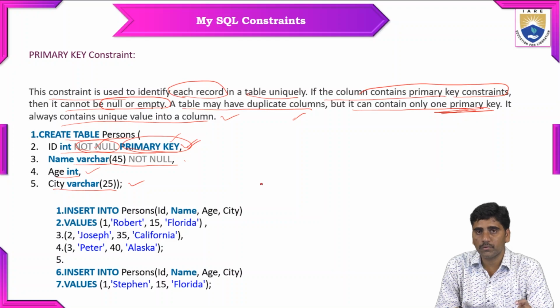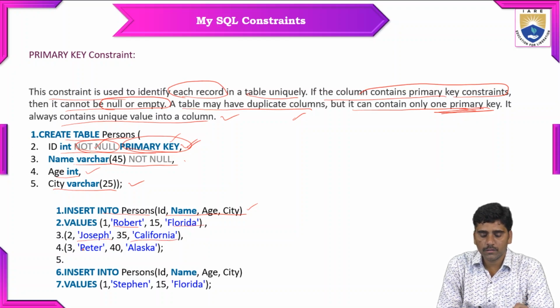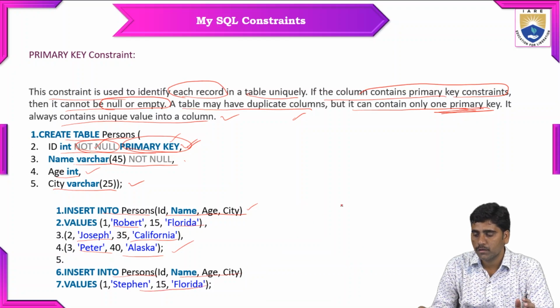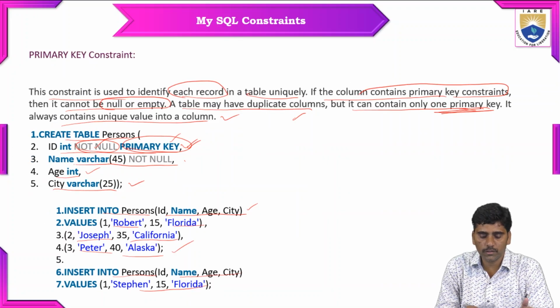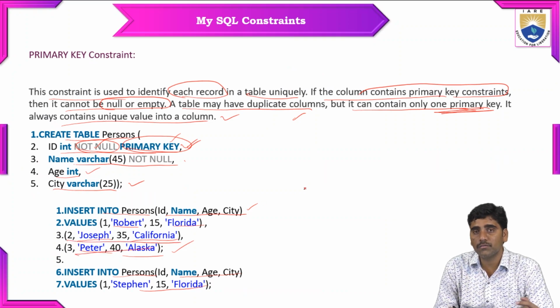Now let us look at an example. Insert into persons id, name, age, city, values 1, Robert, 15, Florida, and 2, Joseph, 35, California, and 3, Peter, 40, Alaska. But now in the second case, insert into persons id, name, age, city, the values 1, Stephen, 15, Florida. So the values are inserted with the primary keys. Automatically it takes the next value, second, third, fourth, like that.